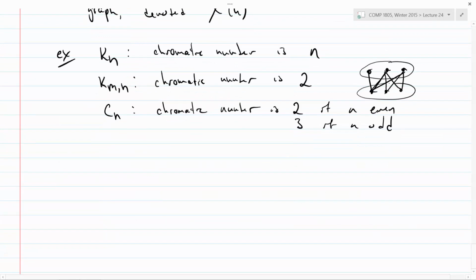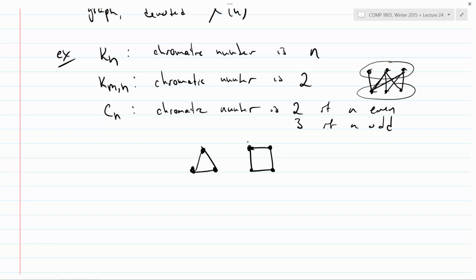And if you forget that fact, just do a quick little example. This is C3. And C3 happens to be the same as K3, so I need three colors. This is C4, and I only need two colors because I can alternate. You can't alternate if it's odd because you get stuck when you get back to the beginning.